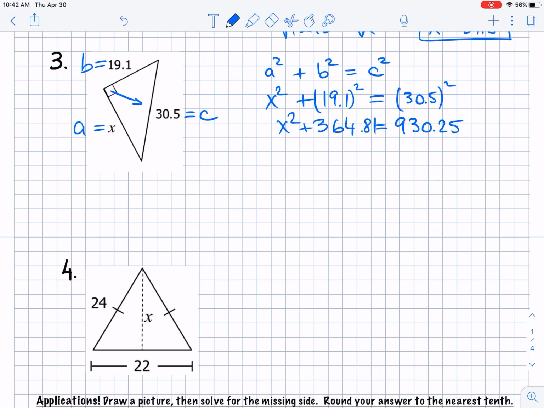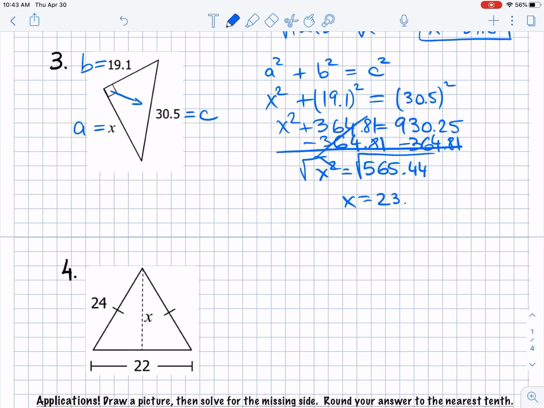Now we have to move 364.81 to the right side, so since we have addition here, we do subtraction on both sides. 364.81, and then x squared is equal to 930.25 minus 364.81, which is equal to 565.44. We take the square root of that, and x is equal to 23.8.